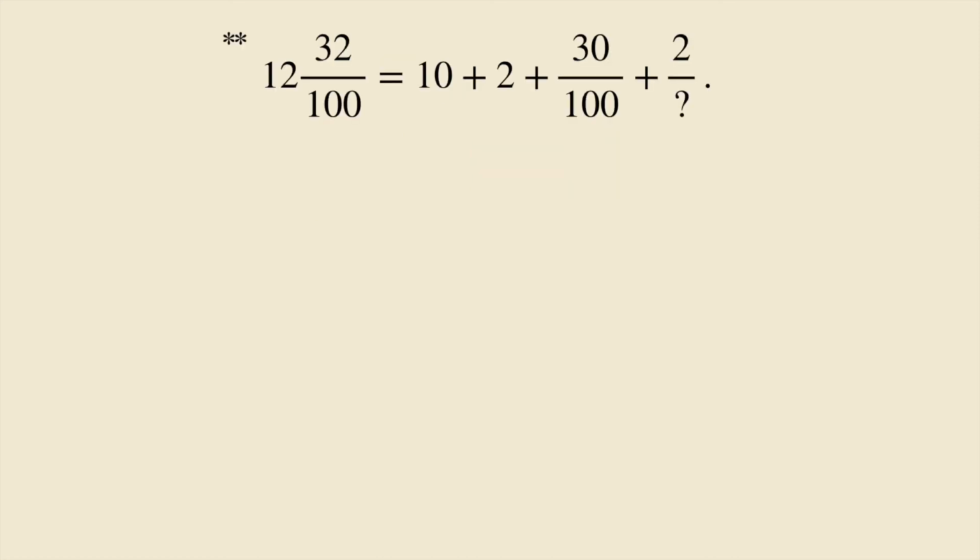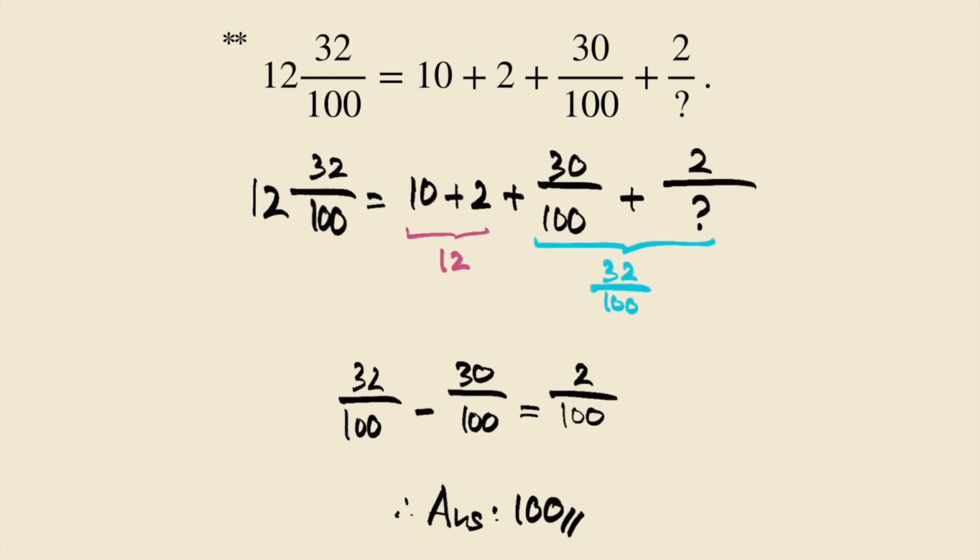Okay, look at this. What's accounted for over here? This is 12 wholes. We've got 10 wholes accounted for, 2 wholes accounted for. That's nice. So look at this part here then. This is 30 over 100. And we've got 32 though. Well, if you know your fractions, okay, you should know that this is 32 over 100. The 12 here is accounted for.